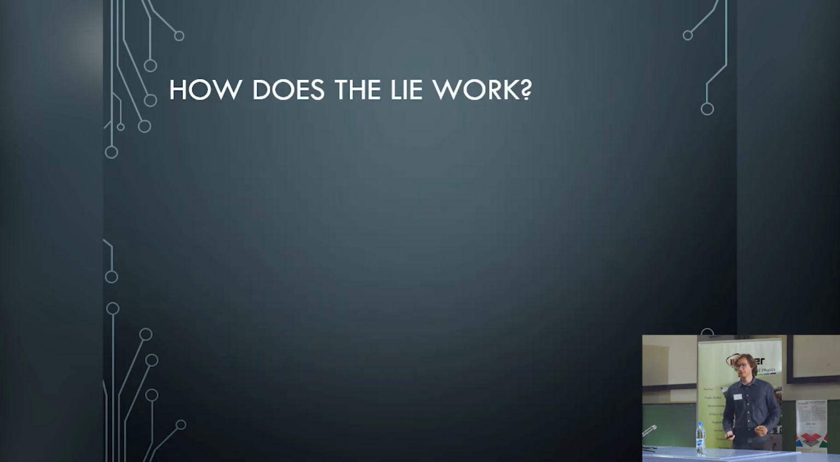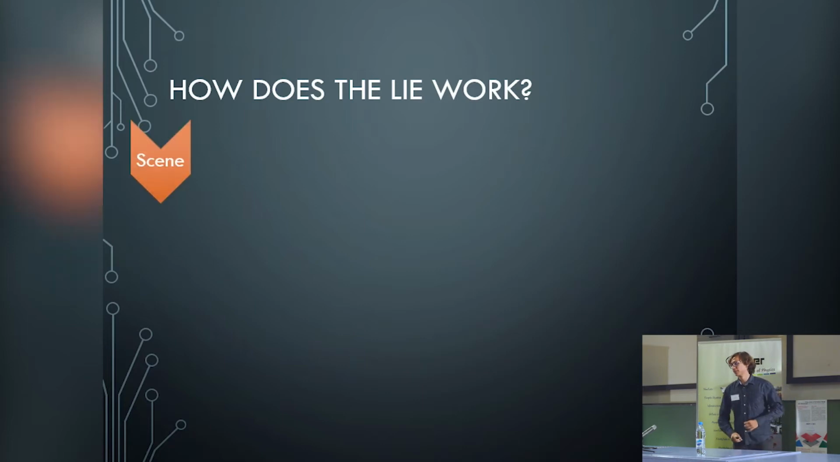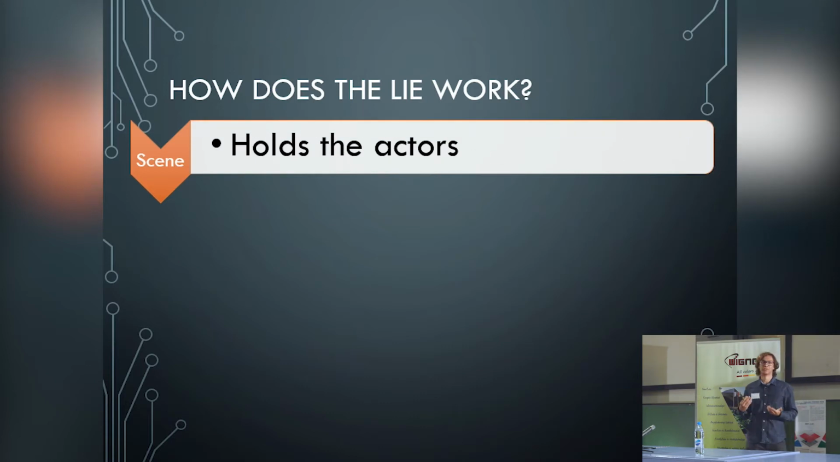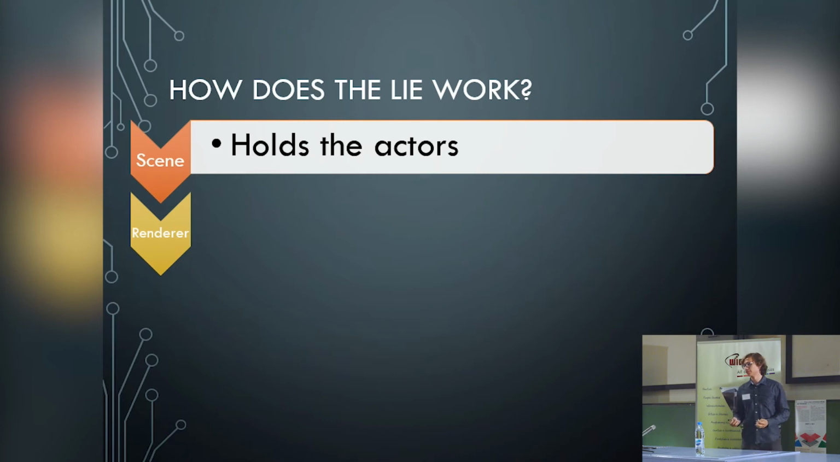Okay, then how does this library work, the life of it? At first, as I mentioned, you need the scene. You put the actors in the scene. By actors, I mean everything you want to draw. Every object you want to draw, the scene holds those actors. Then you add the scene to the renderer.